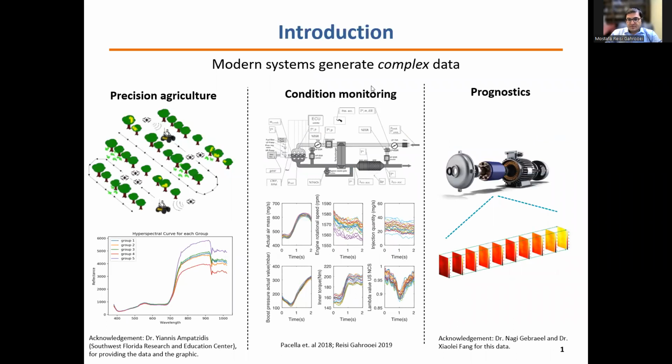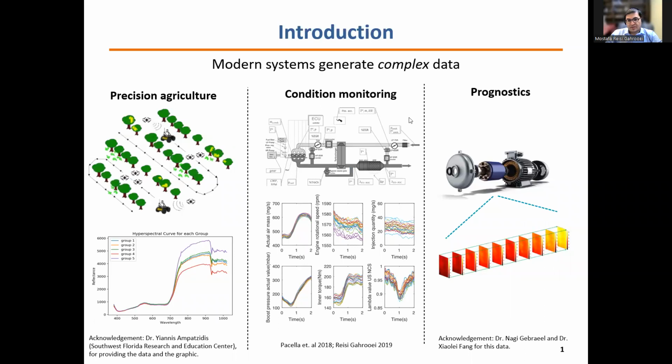As we all know, modern systems generate complex data. For example, in precision agriculture, a farm may be equipped with sensors, including hyperspectral cameras that are collecting data. Here is an example of hyperspectral curves that are collected at a farm.